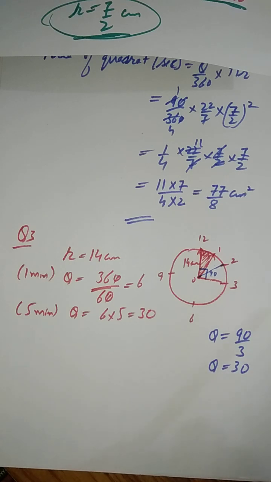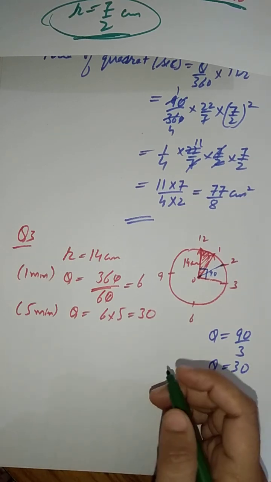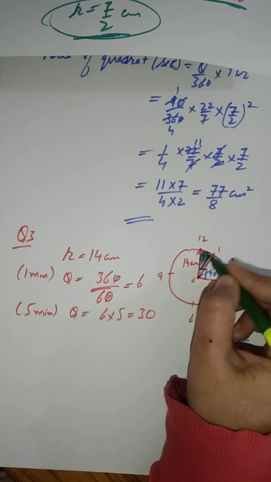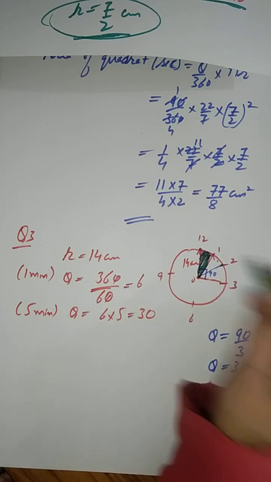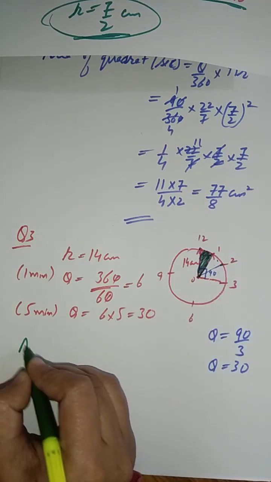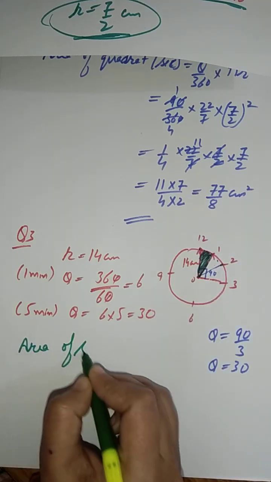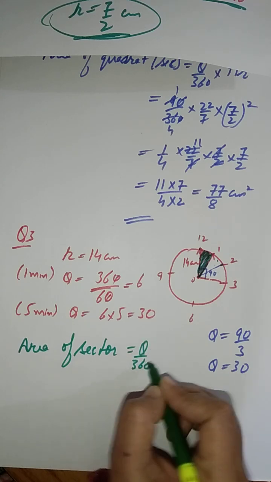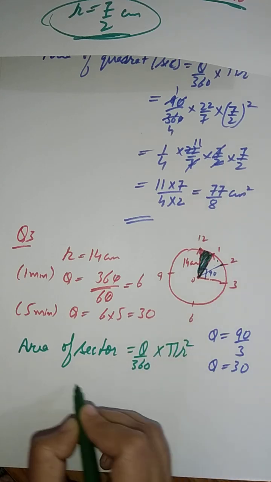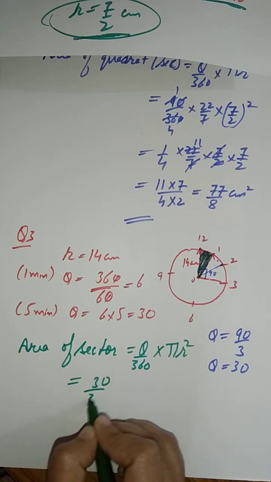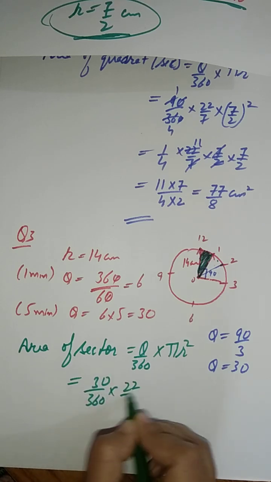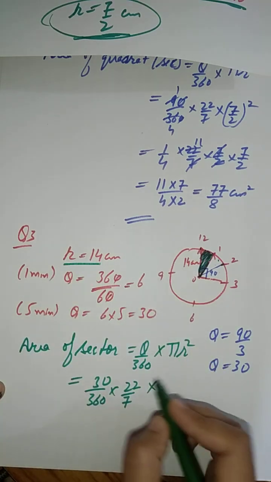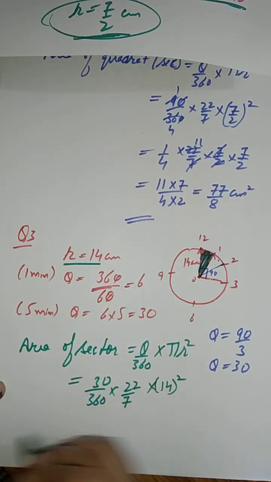Now next, what do we have to do? We just have to find the area of the sector. And this is my sector now, when the minute hand moved from 12 to 1. So the area of sector is theta upon 360 into pi r square. Now theta is 30 upon 360, pi is 22 upon 7, into r, and r is given to us as 14. So it will be 14 square.